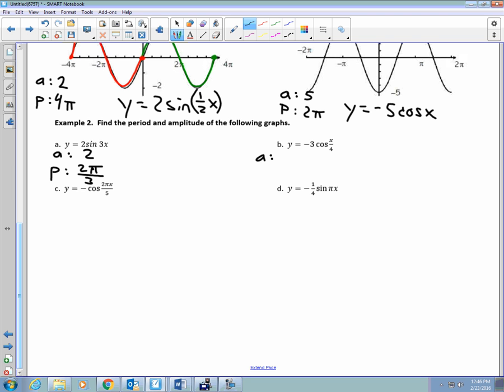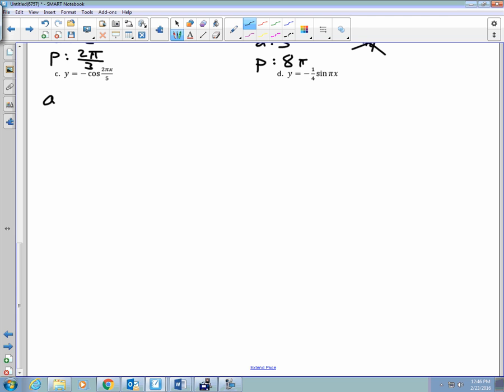B, amplitude, period. Uh-oh. 2 pi divided by, what's the number in front of x? 1/4. Dividing by a fourth is the same as multiplying by 4, so you get 8 pi. C, what's the amplitude? 1. What's the period? Take 2 pi over 1 and divide it by 2 pi over 5.